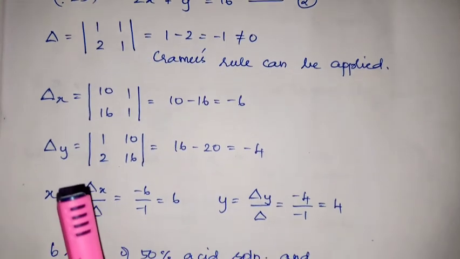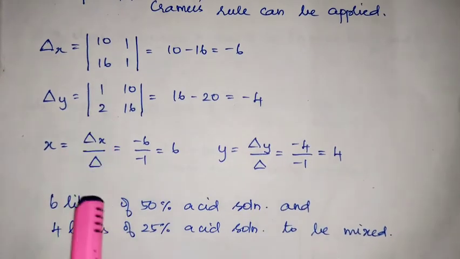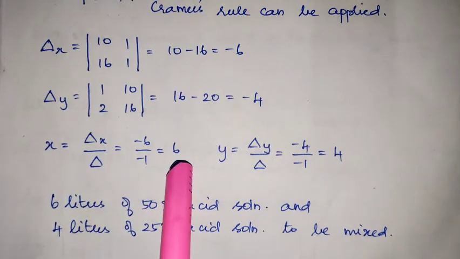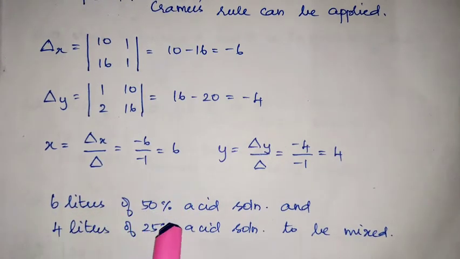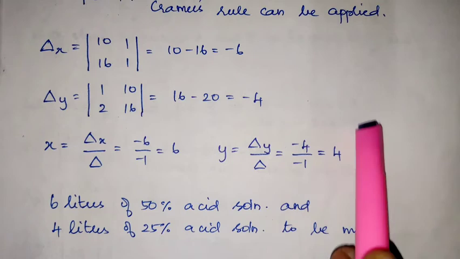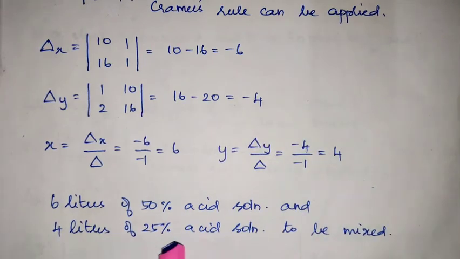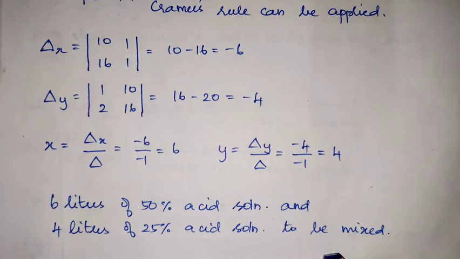So finally, the answer is 6 liters, because this is the x value, 6 liters of 50% acid solution and 4 liters of 25% acid solution to be mixed to form the 10 liters of 40% acid solution.